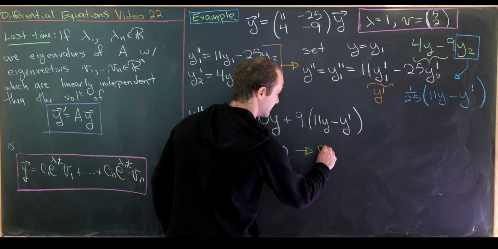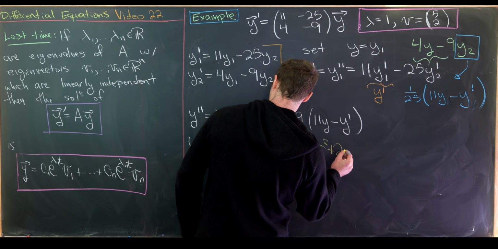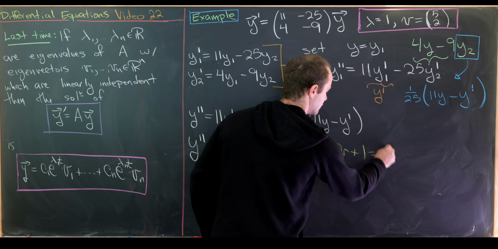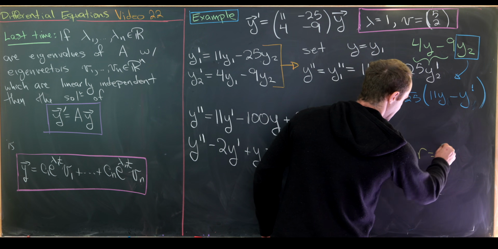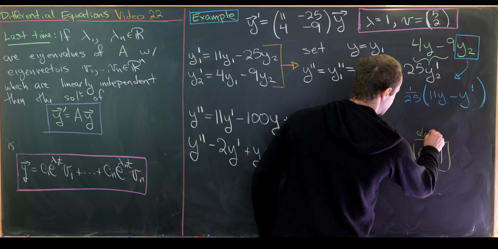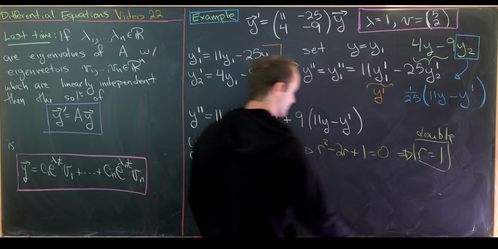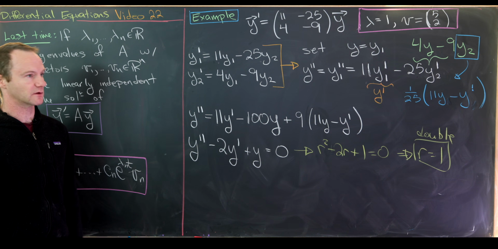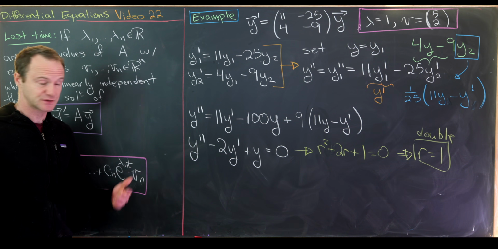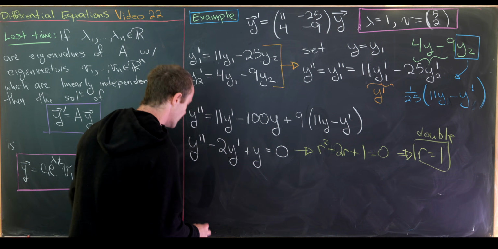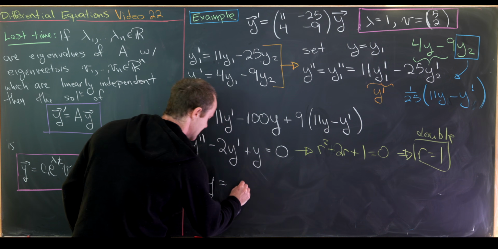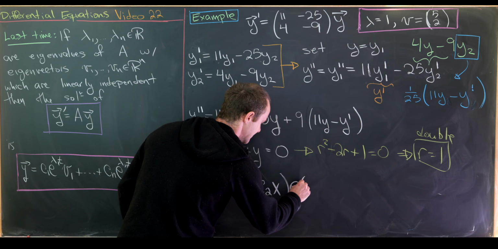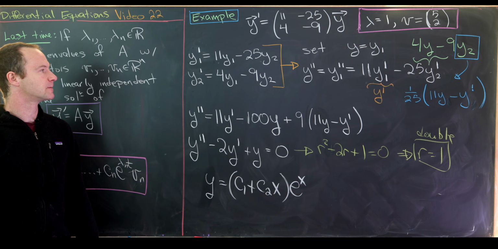So the corresponding polynomial here is r squared minus 2r plus 1 equals 0, which has r equals 1 as a double root. So since r equals 1 is a double root, from the theory of second order linear differential equations with constant coefficients, which we already did, we know the general solution is y equals c1 plus c2 times x times e to the x.